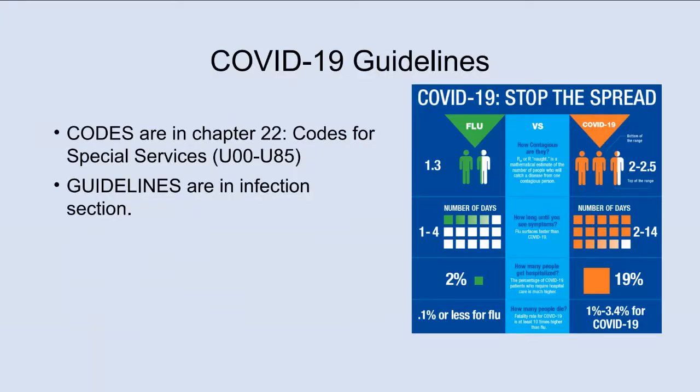Okay, so first let's look at the guidelines. Now, the most confusing part right off is that the actual codes for COVID-19 are in Chapter 22, Codes for Special Services. But the guidelines are in the infection section, which is in Chapter 1. So right away, this makes it confusing. And also, in Chapter 22, the U codes are not alphabetical. They're after the Z codes in your CM book.